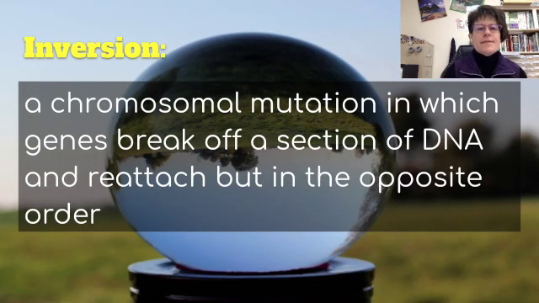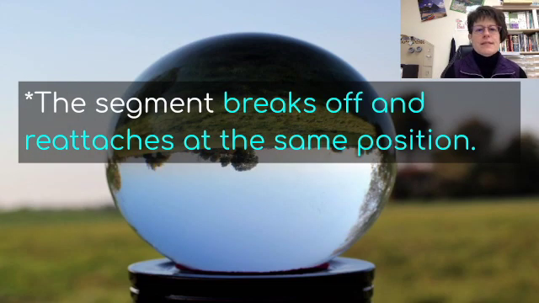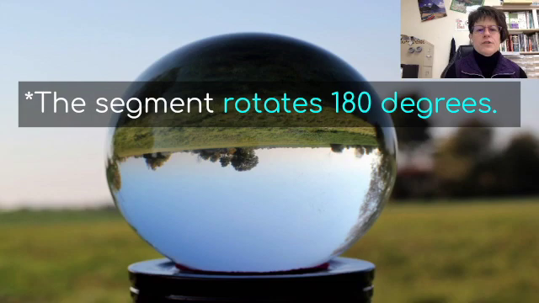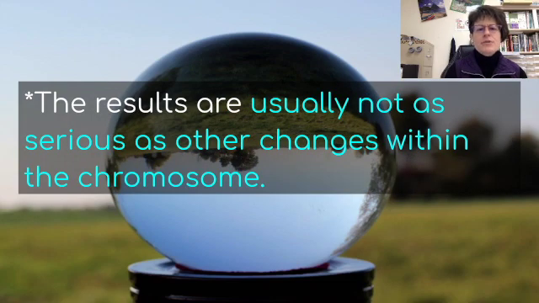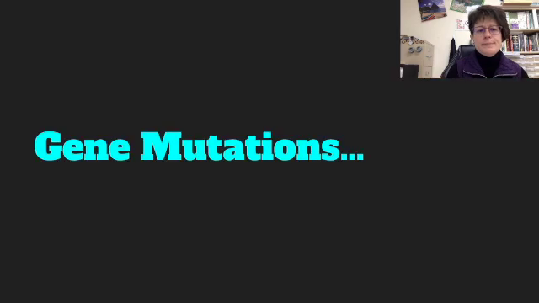And then there is inversion. And you see this picture in the background where it's upside down. This is a chromosomal mutation in which genes break off a section of DNA and reattach, but in the opposite order. So they flip, just like the picture here. The segment breaks off and reattaches at the same position. So it doesn't go to a different chromosome. It isn't lost. It reattaches in the same place. And the segment rotates 180 degrees. The results are usually not as serious as other changes within the chromosome, so probably would not be lethal. Some of the others may actually be lethal.